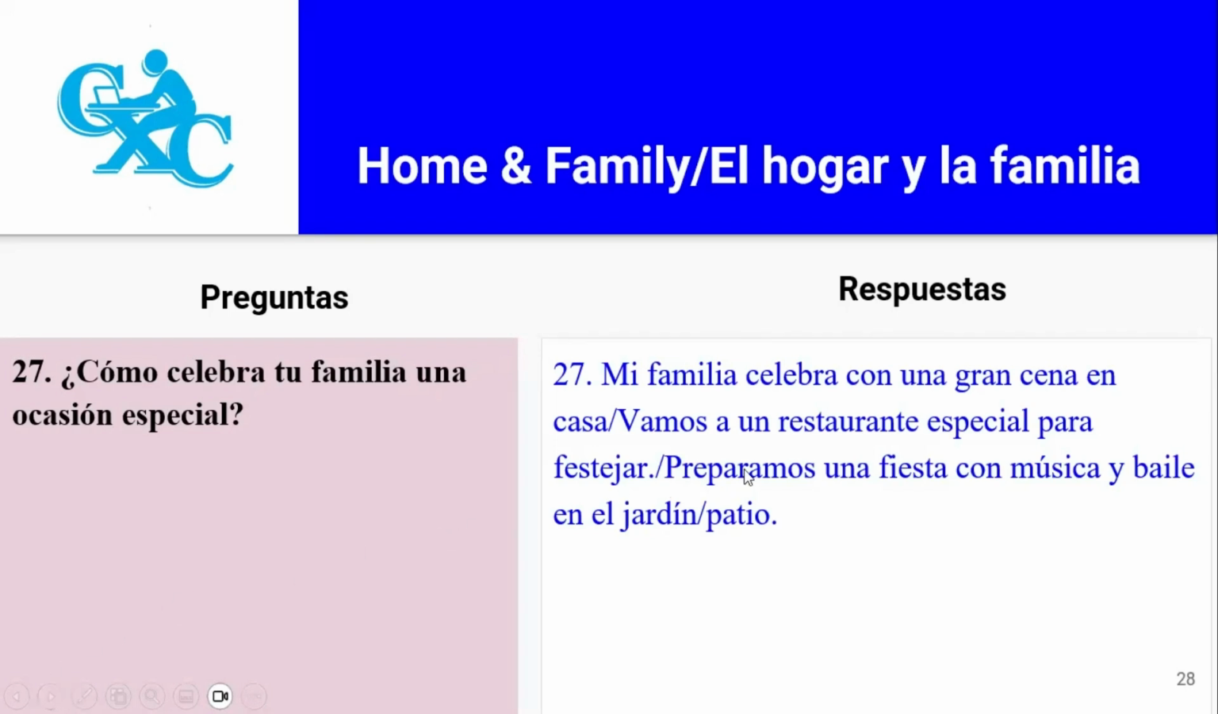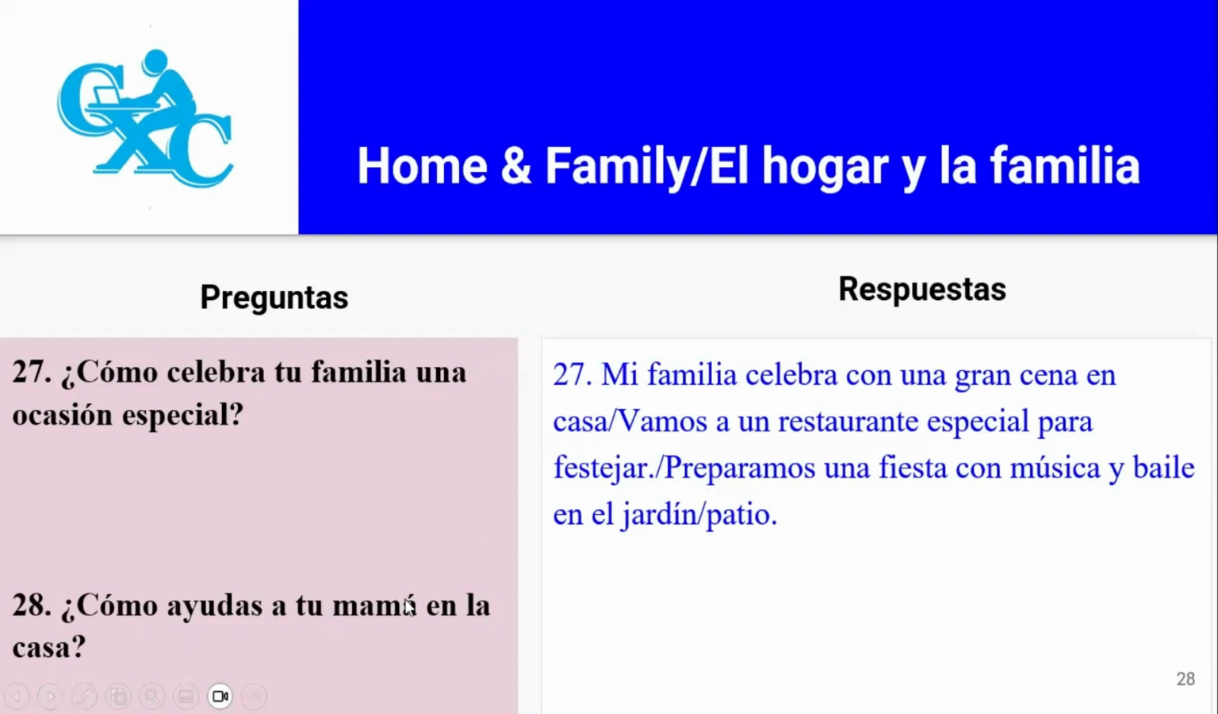Mi familia celebra con una gran cena en casa. Or vamos a un restaurante especial para festejar. Or you can say celebrar también. Festejar y celebrar son sinónimos. Preparamos una fiesta con música y baile en el jardín o patio. Excelente. Now let's look at another question.